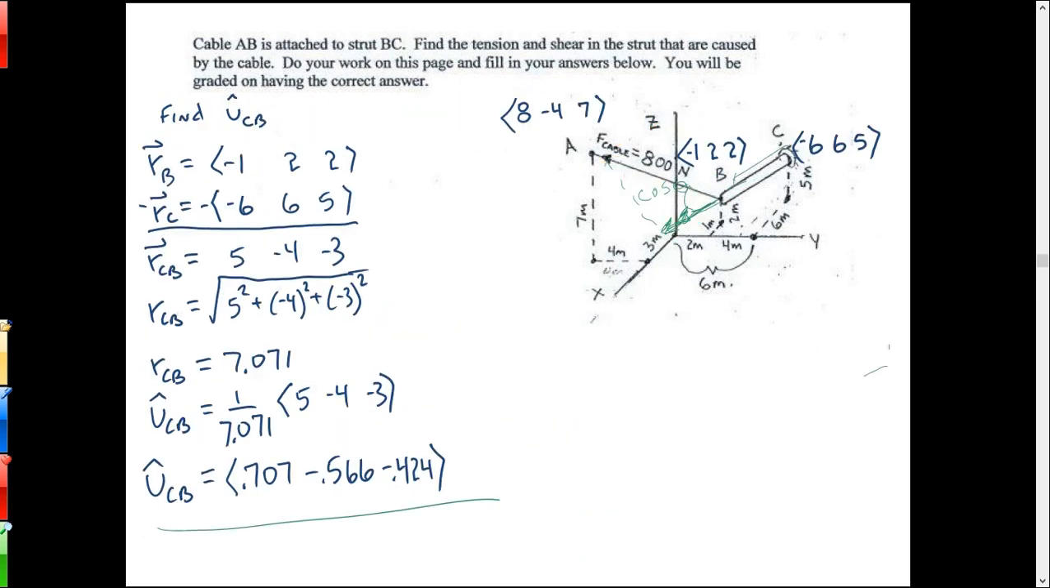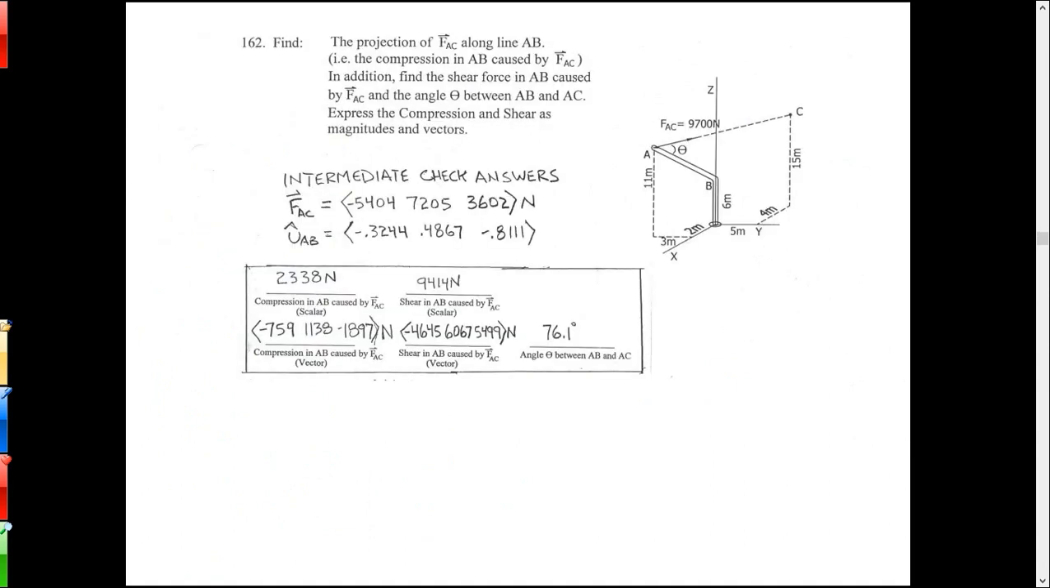You can use this exact same process on the previous problem. It's the same deal. There are the answers there, and I'll get you some intermediate check answers. So you can follow that same process through. I think on 163, all I asked for was the magnitude of the shear, but I went and showed you the vector stuff because I asked for the vector stuff on 162, so that'll be a template of how to do it.